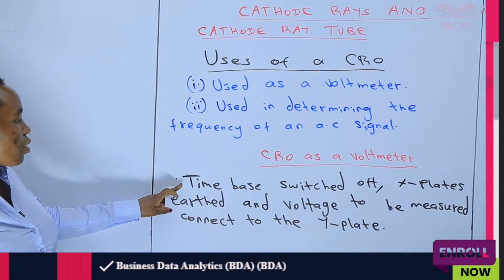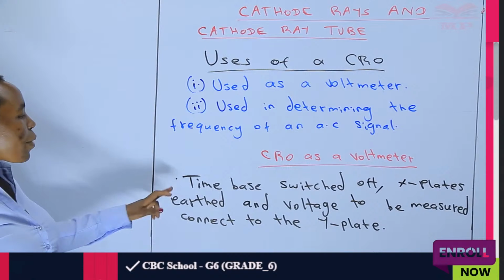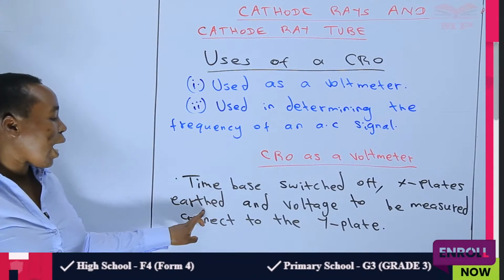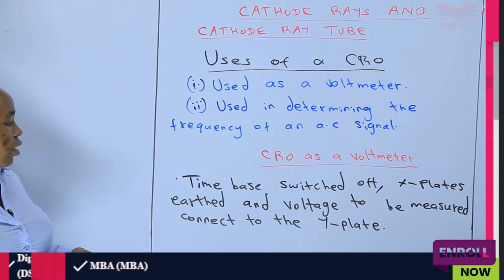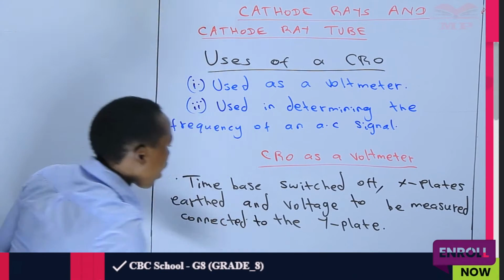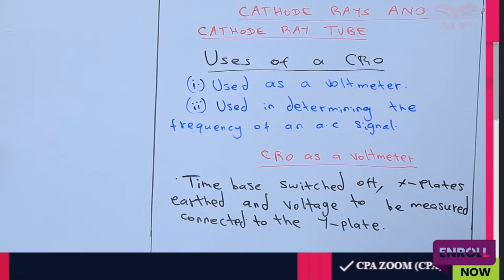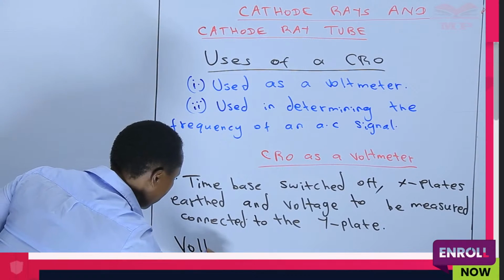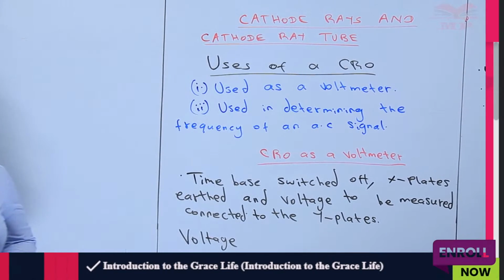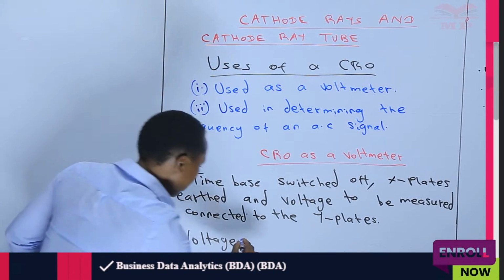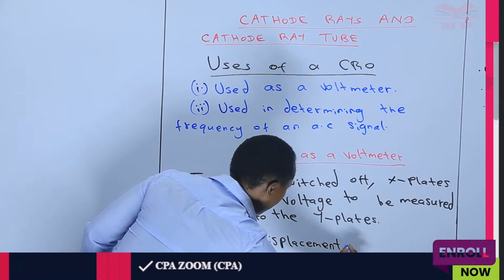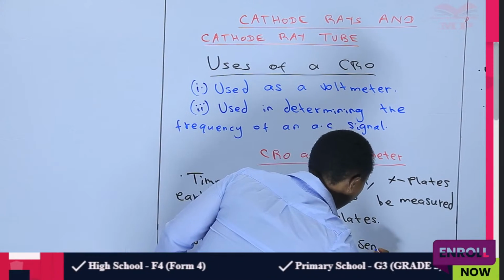So when we have the time base switched off, remember we said that the time base is connected to the X plates, and the X plates are earthed, and then we have the voltage to be measured connected to the Y plates. Remember we said there are two. So the voltage will be given by the displacement multiplied by the sensitivity.